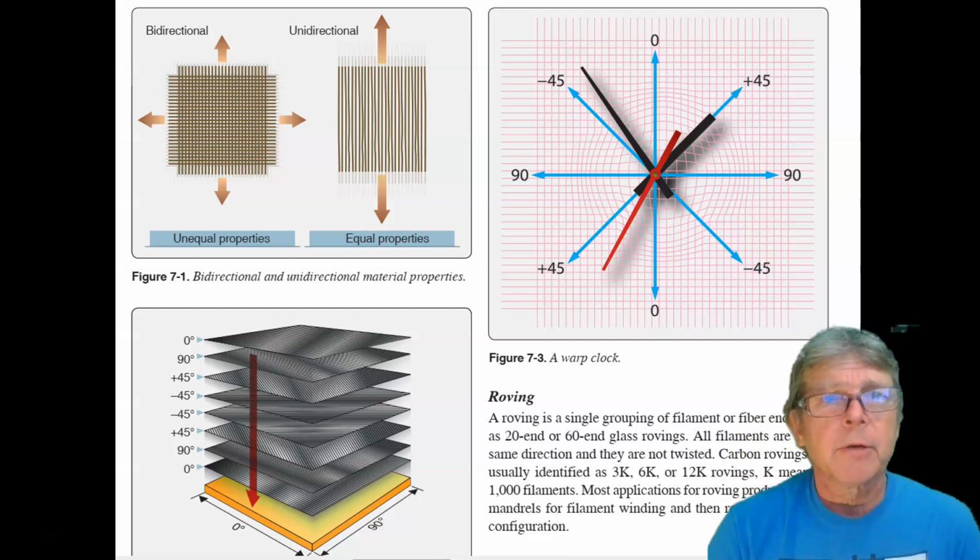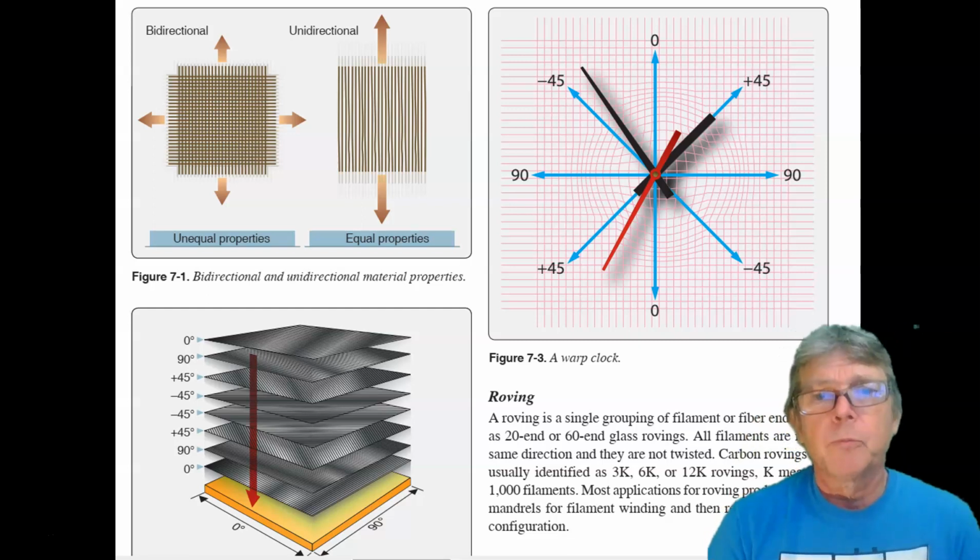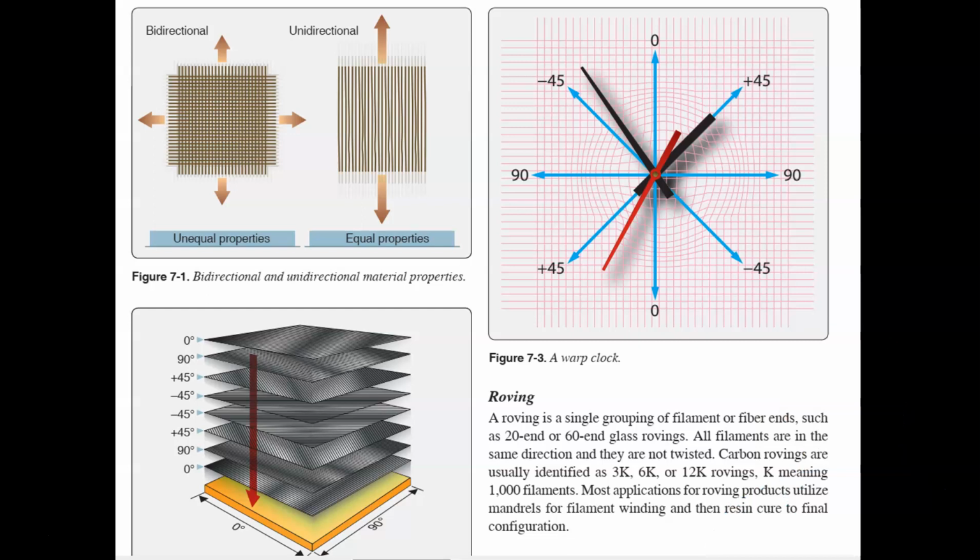The important thing on here is you need to know what roving is. Roving is a single group of filament or fiber ends. This is composed of 20 or 60 strands. But you need to know the definition of roving is a group of filaments. They're not twisted. It's not like cable. They're straight. When you look in a fiberglass mat and you look at the weave, the roving is a grouping of filament.